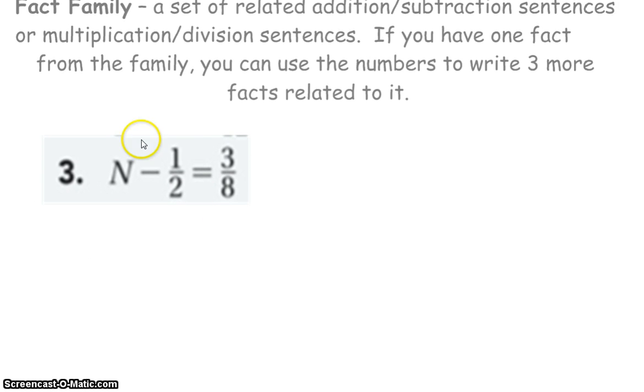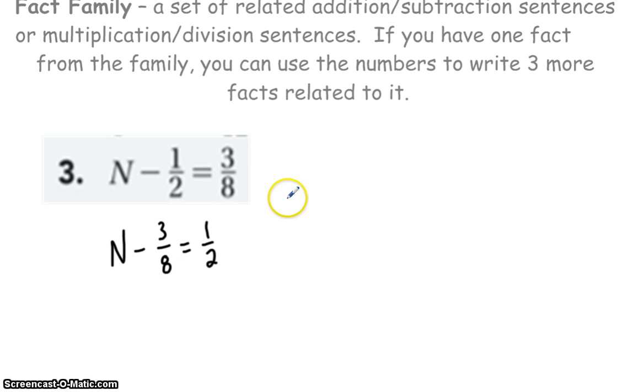On this right here, I have a simple subtraction sentence. I have n minus a half equals 3/8. Since 3/8 is a positive value, I know that n is my larger number and therefore should be used at the beginning of my second subtraction fact. So my second subtraction fact would be that n minus 3/8 would equal 1/2. So now I have 2 subtraction sentences.